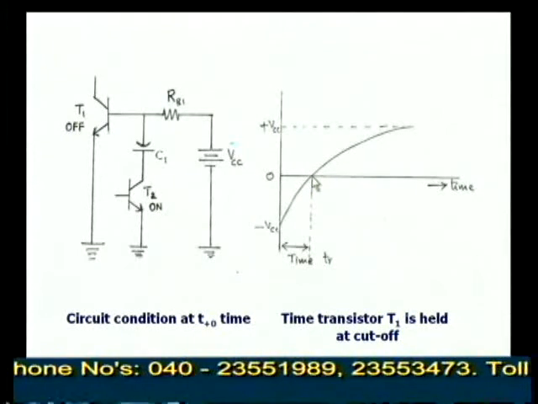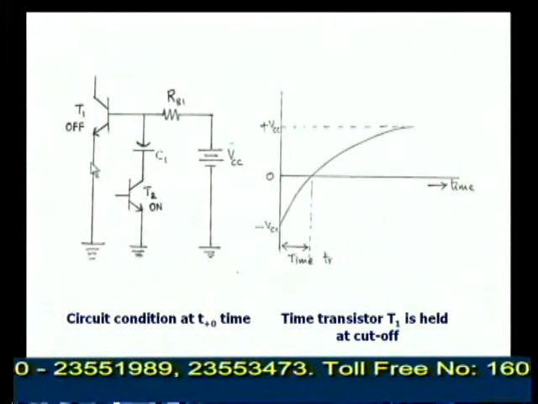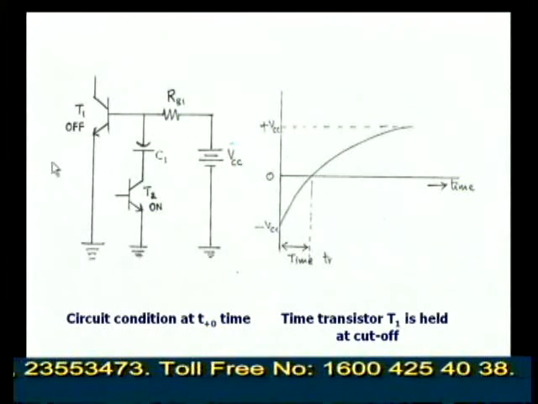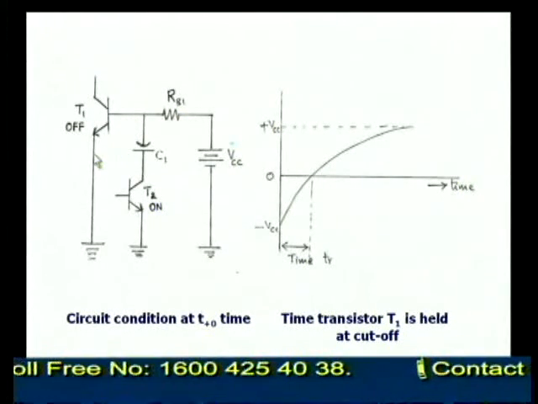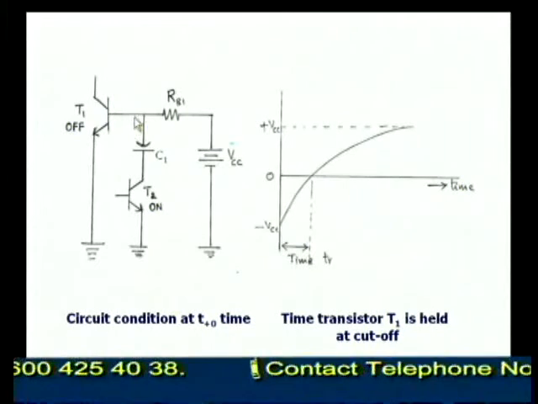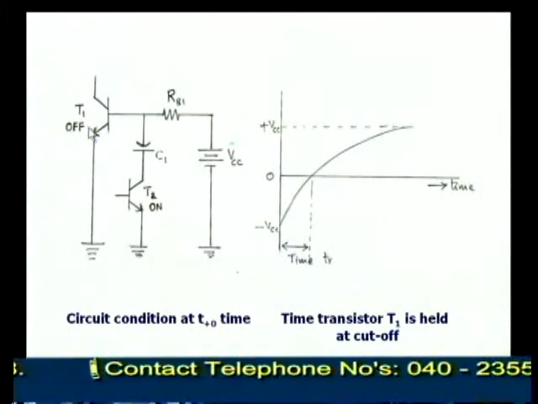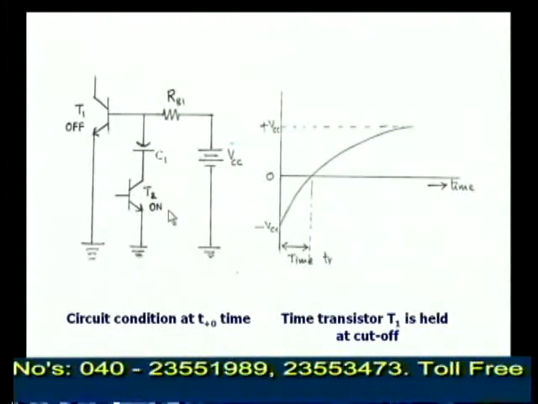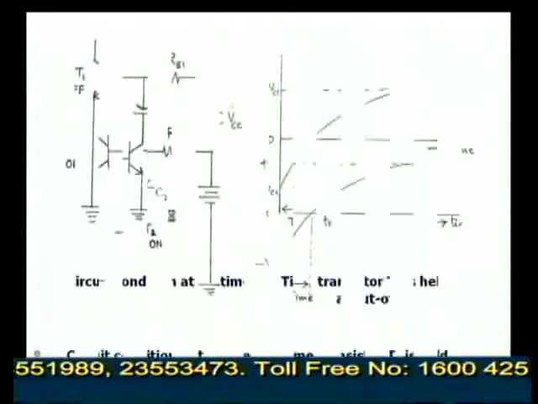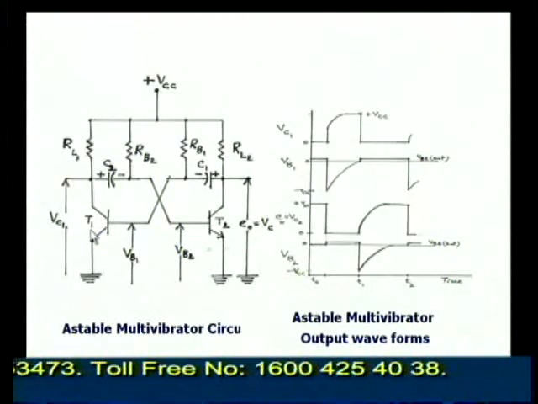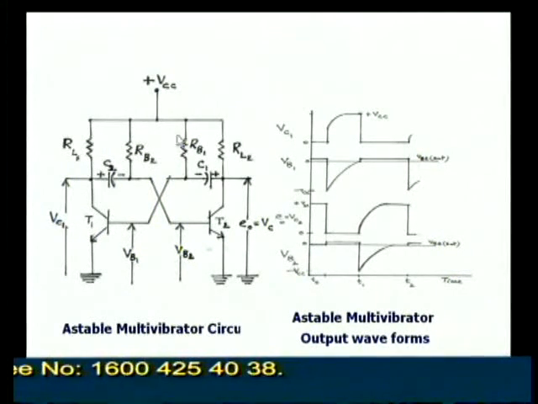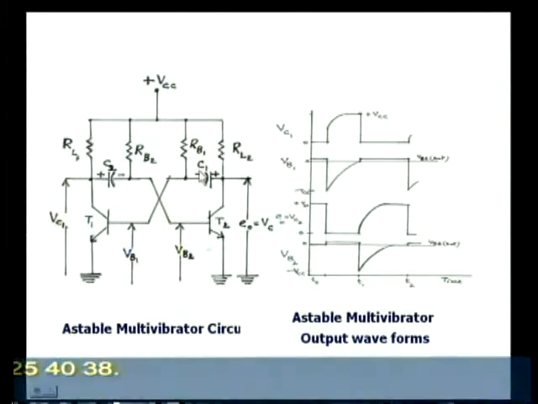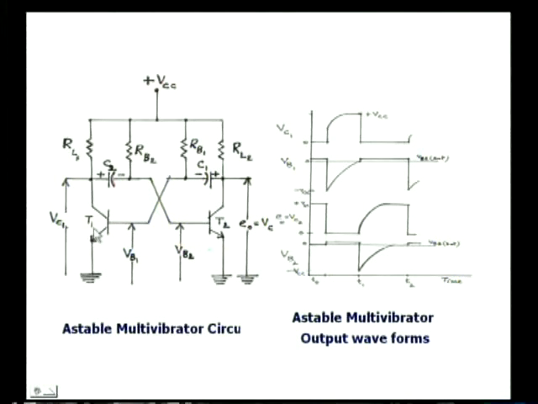So whenever it reaches 0, automatically just by crossing 0, the transistor T1 base emitter junction is going to be forward biased. So whenever it is forward biased, the state will be changed. T1 will be on and T2 will be automatically switched off. So the time duration, how much time T1 will be off and T2 will be on, will be decided by RB1 C1.